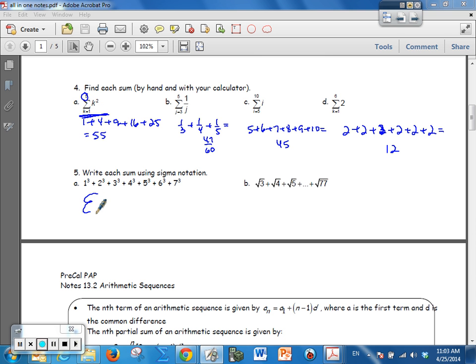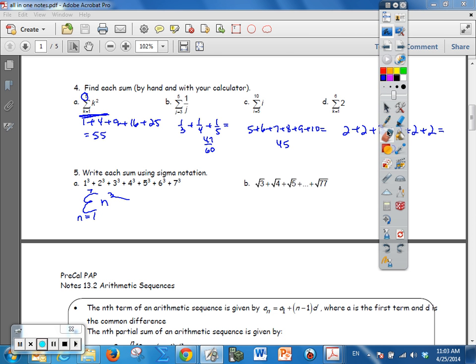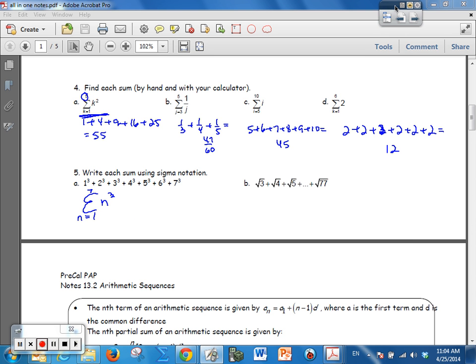So I need my sigma, and you can make it prettier than mine. I'm going to use n's instead of k's. I just like n's. I'm going to start at an n of 1, and I'm going to go to an n of 7. And my formula is n cubed. Does everybody see why that would be so? Okay, so you would need to be able to do this, to be able to translate from expanded form to sigma form and from sigma to expanded.